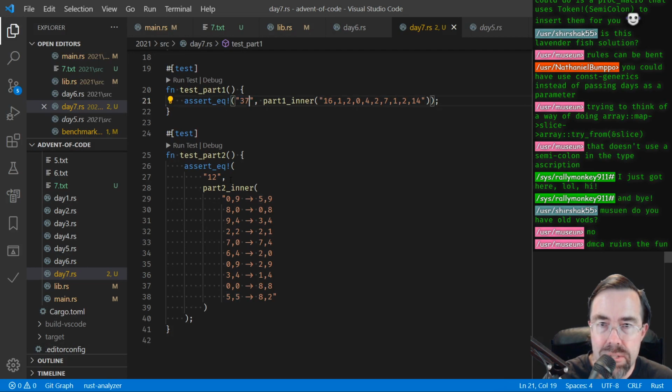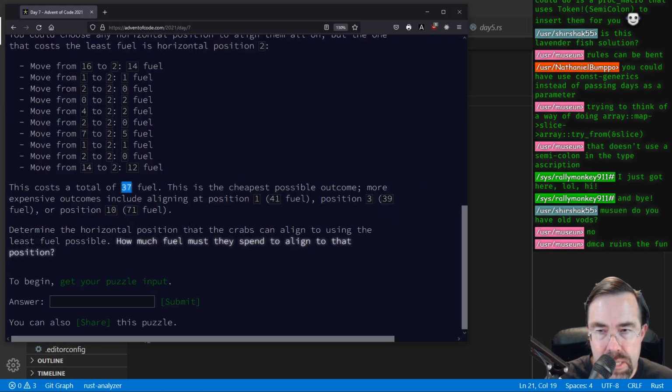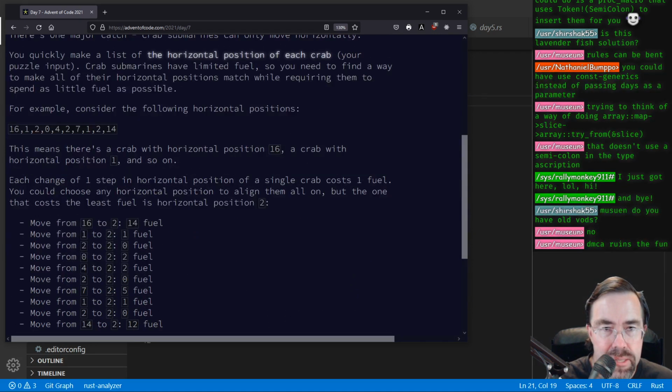So that's the answer to our unit test. This is the cheapest possible outcome. More expensive outcomes include position 1, 3, so on. Determine the horizontal position the crabs can align to using the least fuel possible. So right away, something that springs out to me is that probably the least fuel will be the average, right? Or near the average, if they're distributed evenly, but I don't know if they are.